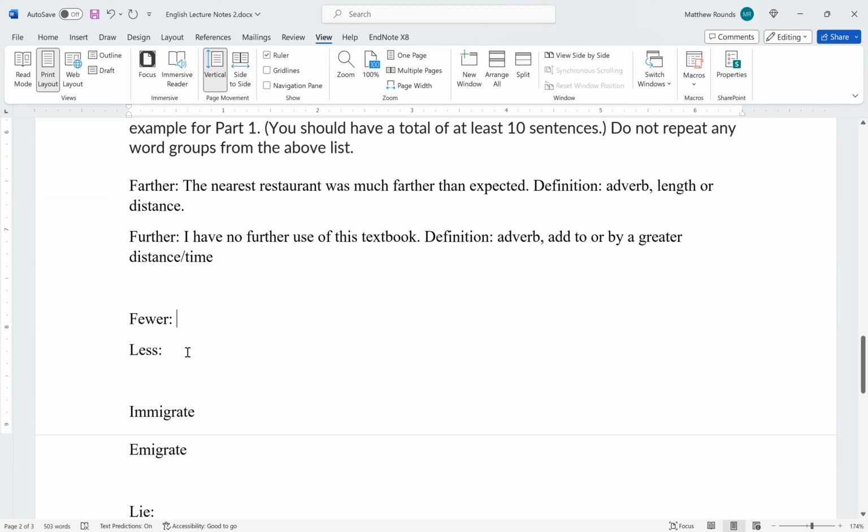Fewer and less is the next group. I think it is a useful one. So it's the next one down in that list. If you want to look for that. Same thing. I think it's good to start with the part of speech and the definition. Fewer is an adjective and it means a small number. Okay. So you want to try writing a sentence with that?